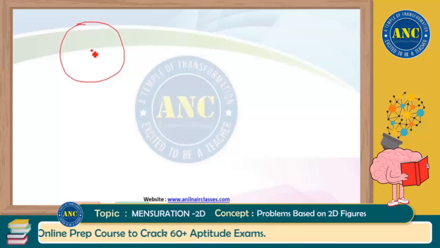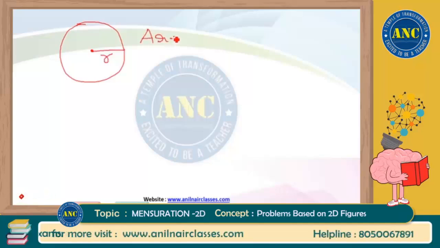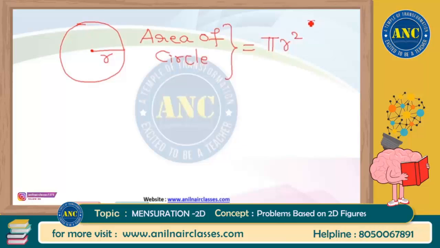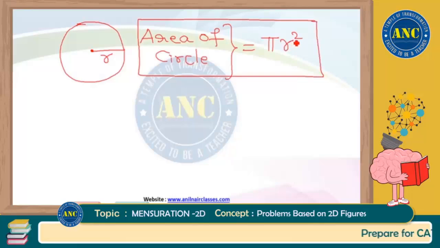Just a small recap, sir. This is the center of the circle, and this is my radius r. Now, the area of the circle is given by pi r square. The value of pi is 22 divided by 7, or in decimal 3.14, and r is nothing but the radius of the circle.